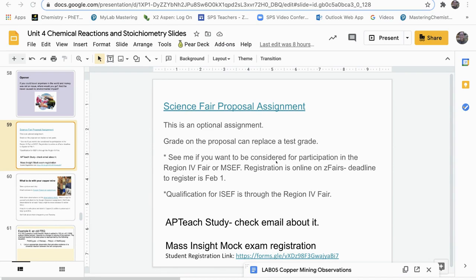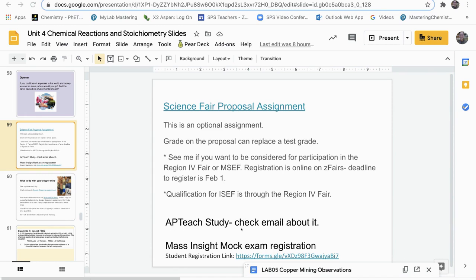And then if you want to try to participate in the Region 4 Fair or MSEF, see me, and we just have to go through a registration process on Zfairs. Qualification for ISEF is through Region 4 Fair if that's something that you're interested in.